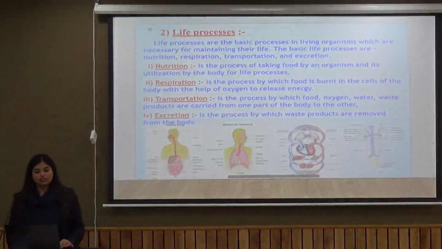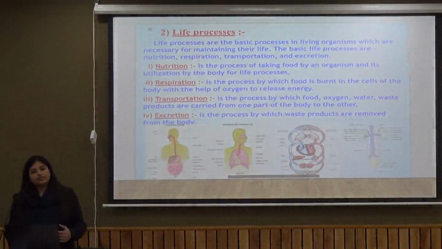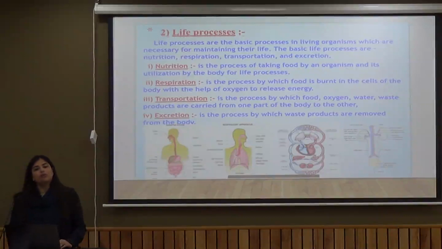The third one is transportation. Now once we take in nutrition and we have all the substances in our body, they need to be transported to all the cells of the body. So transportation is the process by which food, oxygen, water, carbon dioxide and other products are carried from one body part to another. And the last one is excretion, which is the process by which waste products are removed from the body. Nonetheless, it is one of the most important life processes.